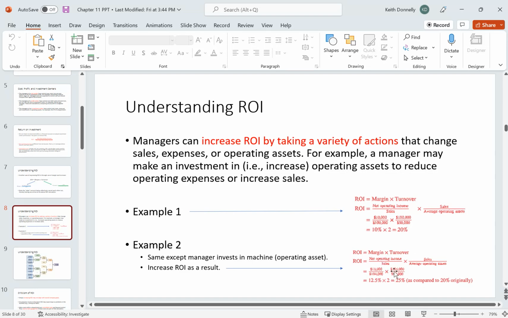So when you plug the number in over here, the 13, the 104, it looks like our sales went up and our net operating income went up. When you do the math on it, we're now at 25%. Right, so this is just showing a calculation of ROI. We start at 20%. By virtue of buying a machine, making an investment in it, we can go from 20% to 25%.